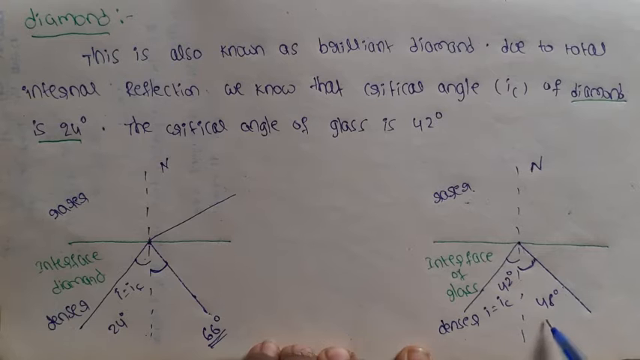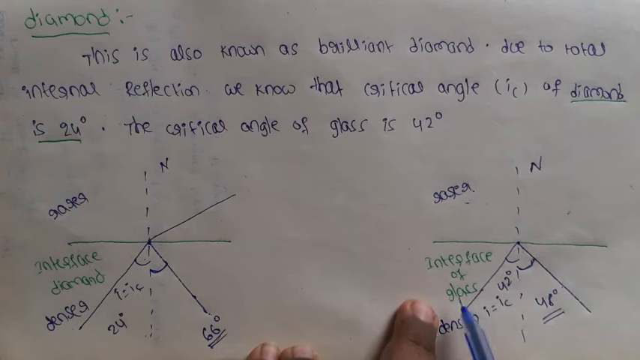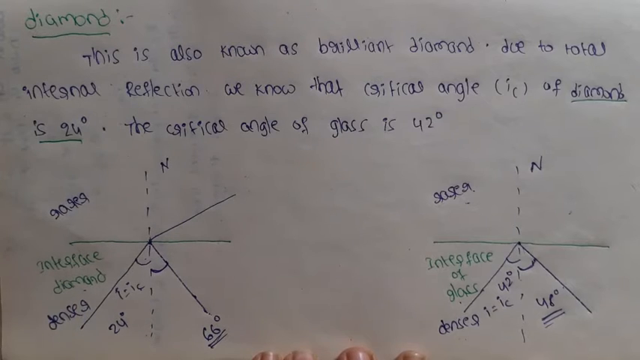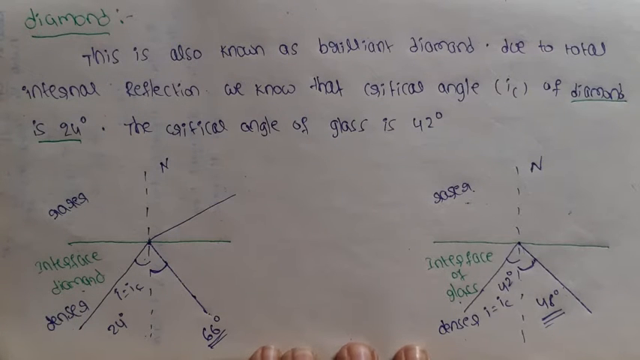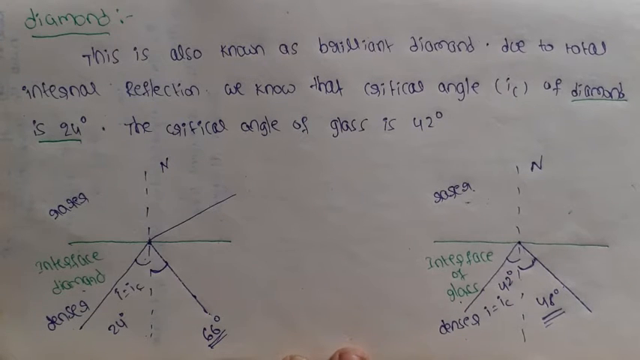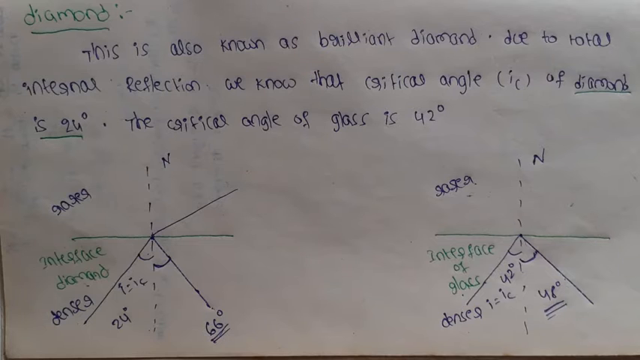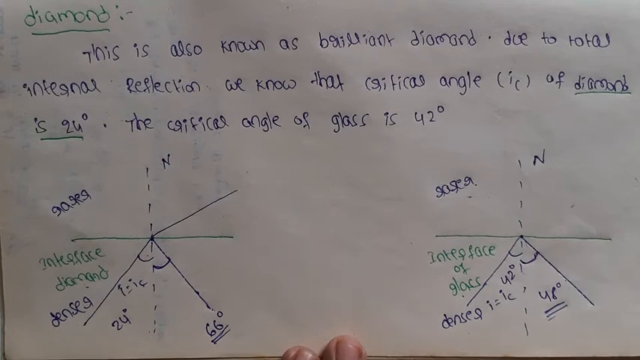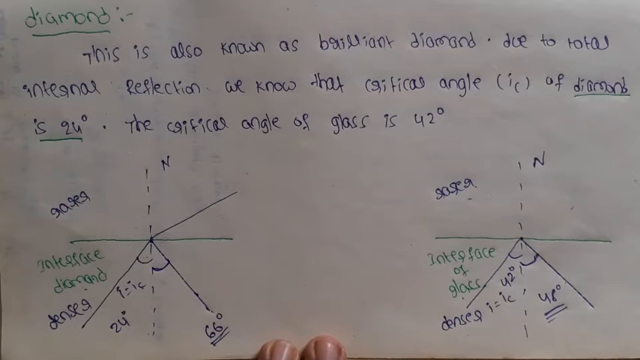So how many times does total internal reflection happen here? 48 times. In case of glass, 48 times. In case of diamond, 66 times total internal reflection happens. So in diamond, total internal reflection happens more times. Due to this reason, diamond shines more compared to glass, because glass has less total internal reflection. In diamond, total internal reflection happens more. Due to this, diamond has more shining.